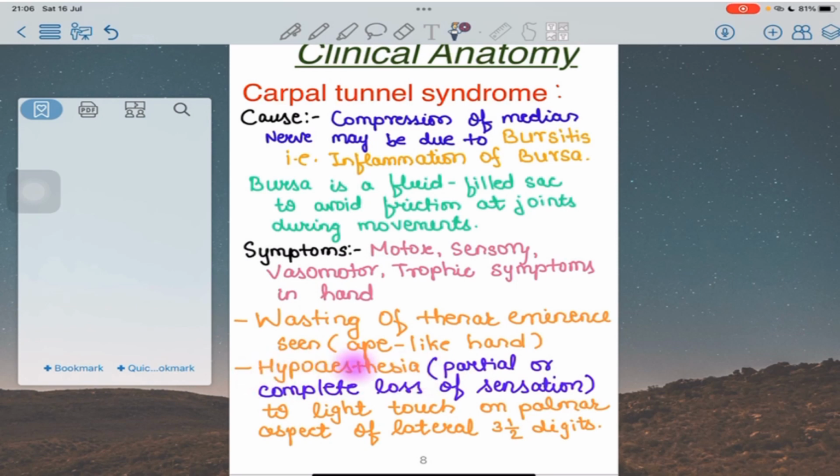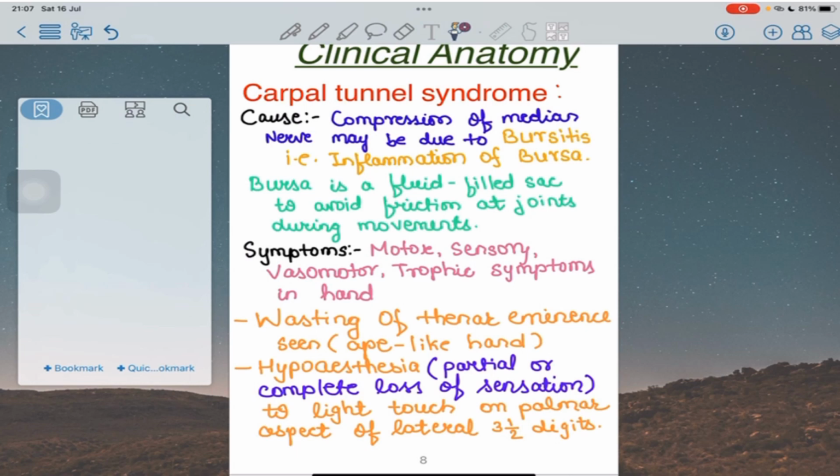What does this word mean? Hypoaesthesia means partial or complete loss of sensation, because this median nerve is supplying the 3.5 digits of the lateral side, which you will learn when you will be learning about the median nerve's course, distribution and supply. Just remember for now that median nerve is going to supply the lateral 3.5 digits.